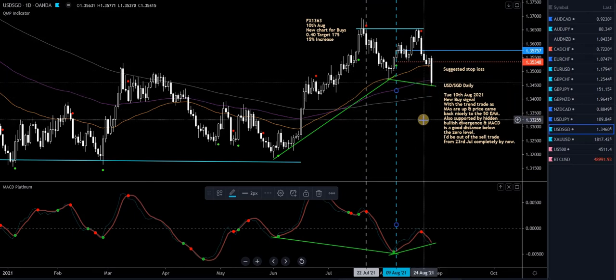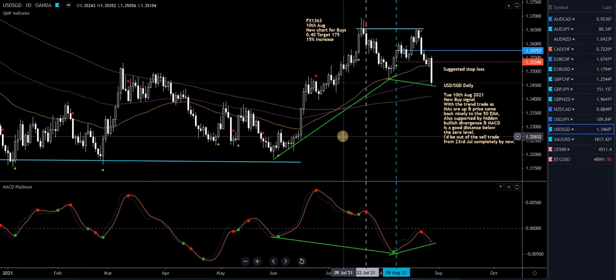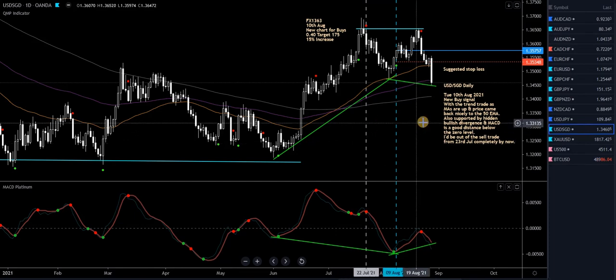That's a US Singapore dollar. I know a lot of people don't trade it. I actually like it and have some success with it because it generally doesn't move that quick. And it's a pretty stable currency, the Singapore dollar also.